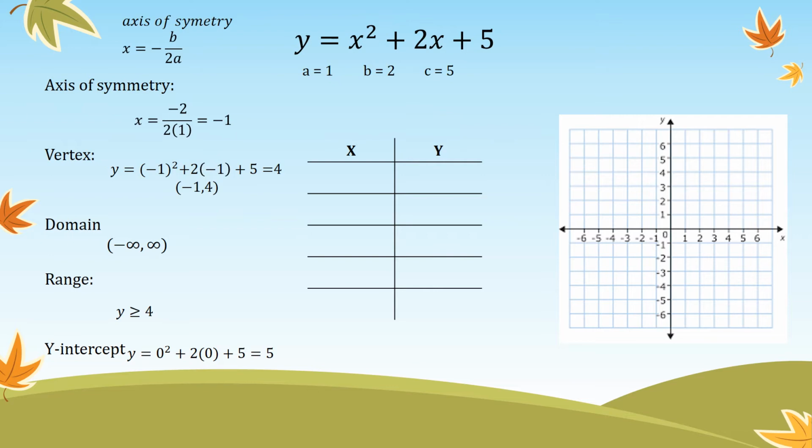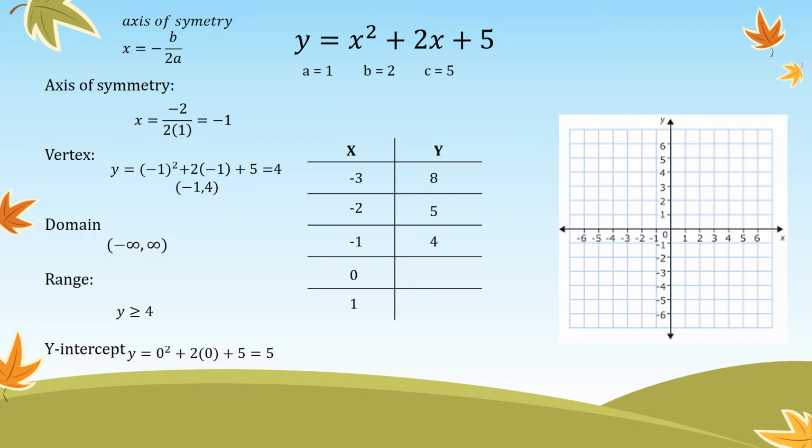Okay, so now we're going to start in the middle with negative 1, because that's our axis of symmetry, and we already have that y is 4. We're going to take 2 above and 2 below. And then we put these numbers into the y value. So that becomes negative 3 squared plus 2 times negative 3 plus 5, which gives us 8. Negative 2 squared plus 2 times negative 2 plus 5 gives us 5.